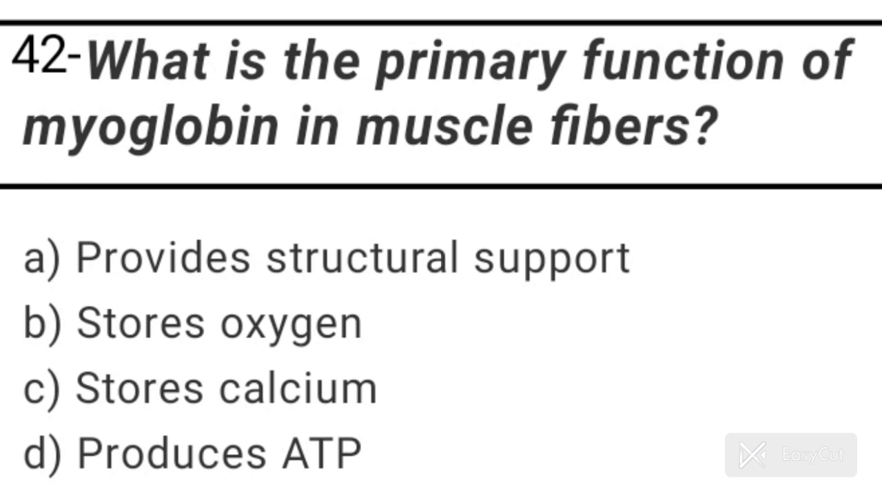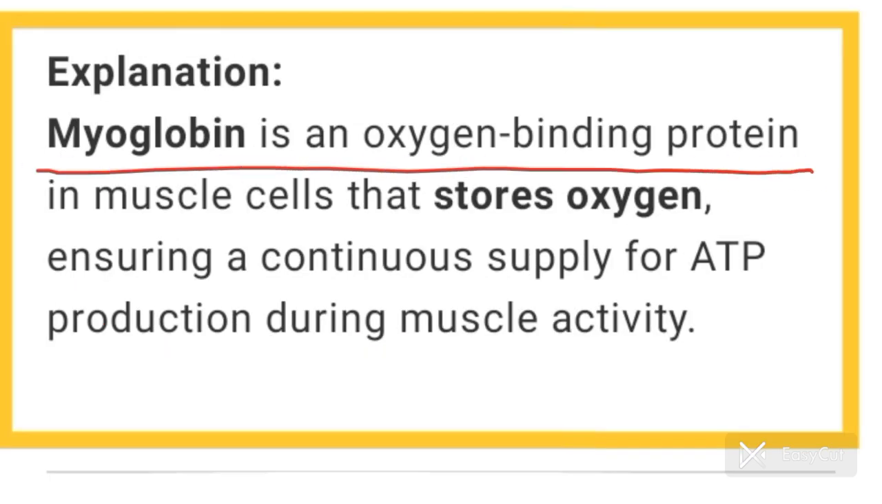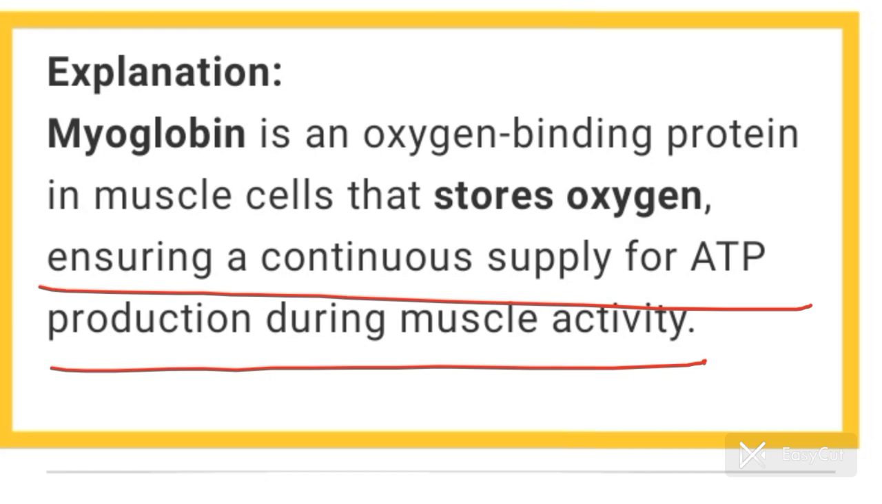Question number 42. What is the primary function of myoglobin in muscle fiber? So option B is correct for question number 42 because the primary function of myoglobin is it stores oxygen in muscle fiber. Myoglobin is an oxygen binding protein in muscle cells that stores oxygen, ensuring a continuous supply for ATP production during muscle activity.